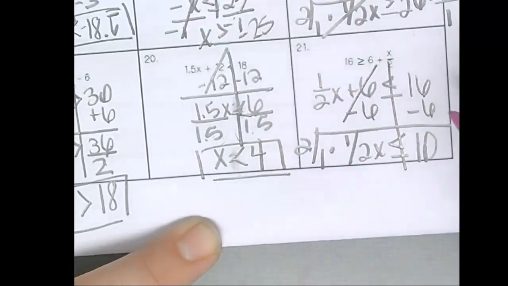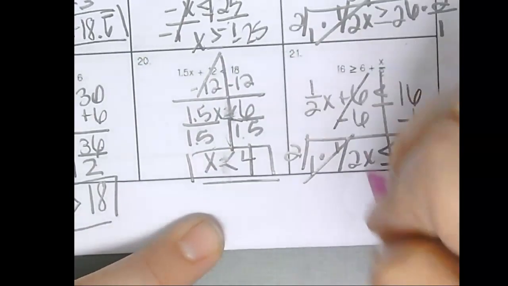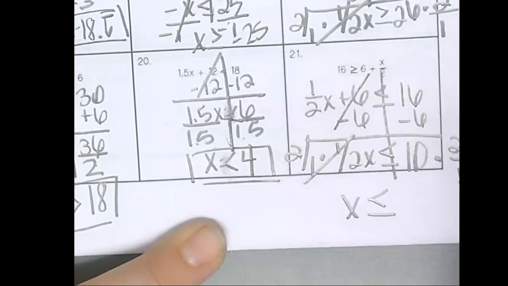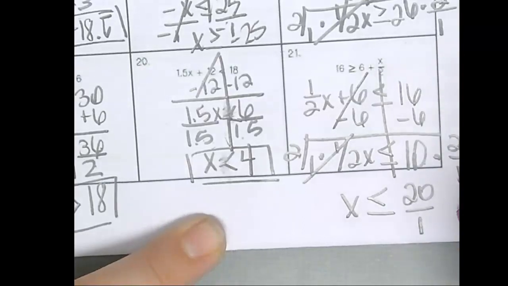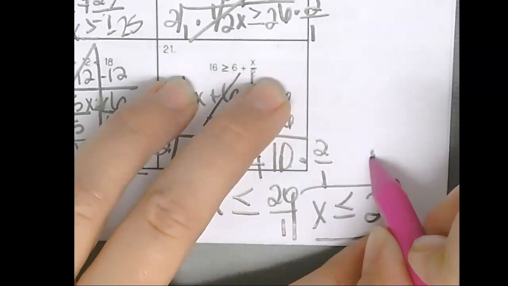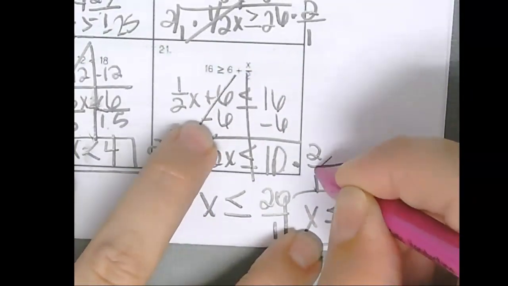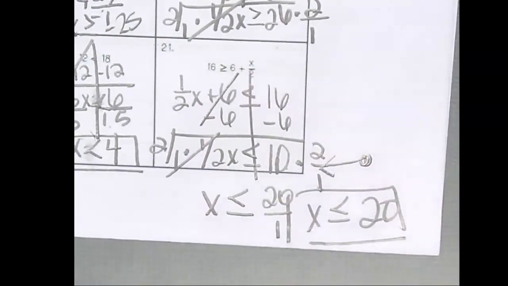Multiply both sides by the reciprocal of 1/2, which is 2/1. Okay, that's going to give me x is less than or equal to, well, 10 times 2 is 20, and I can put that over 1, but I don't have to. X is less than or equal to 20. So this would get a closed circle if we were going to graph it. It would be a closed circle, and everything to the left of 20 would be included as a solution to this inequality, including 20.